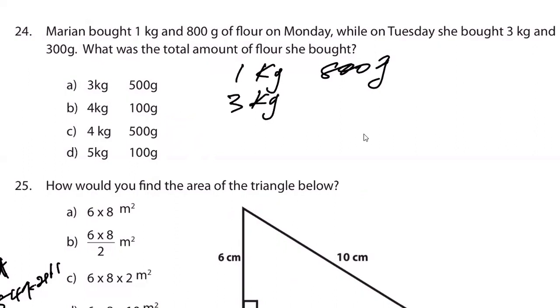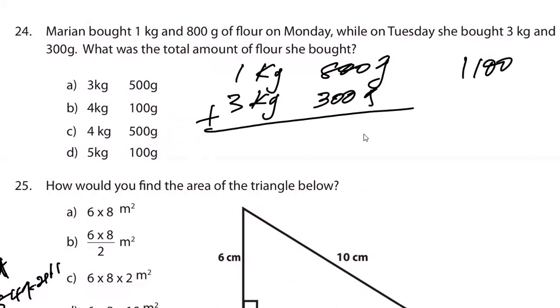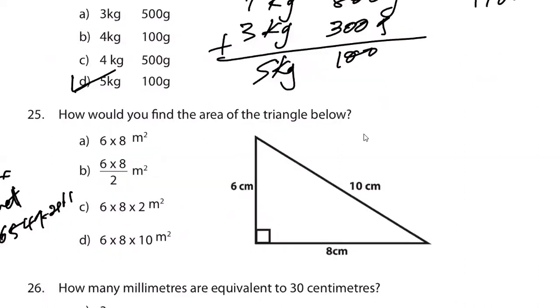Let's add the grams first. Now, if we add 800 and 300, that would be 1100 grams. But remember, 1000 grams make 1 kilogram. So basically, it would be 100 grams plus an extra kilogram. So that would be 1 and 2, 1 and 1, 2 and 3, 5. So it would be a total of 5 kilograms and 100 grams. So that would be D. Very nice question though, very nice question. Alright, let's move on to 25.